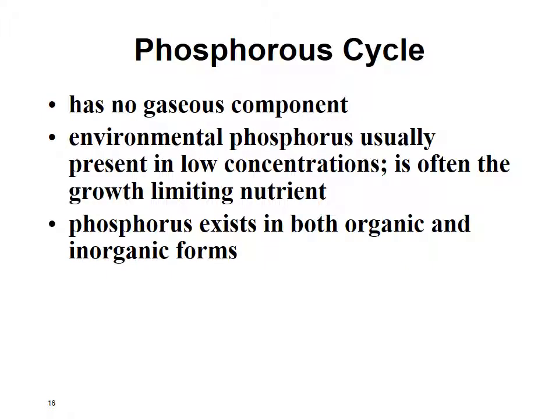Let's turn our attention now to the phosphorus cycle. And you can probably imagine that unlike the carbon and nitrogen cycles, the phosphorus cycle has no gaseous component. And the cycling of phosphorus is still very important for a number of reasons. For example, all living cells require phosphorus for the synthesis of nucleic acids, lipids, and even some polysaccharides. However, most phosphorus in the environment is present in very low concentrations, and it's often the growth limiting nutrient.